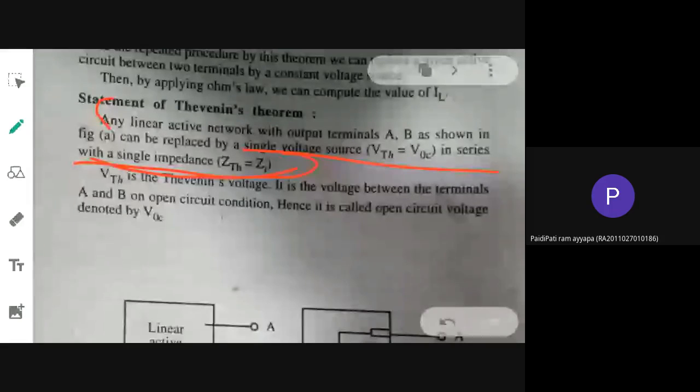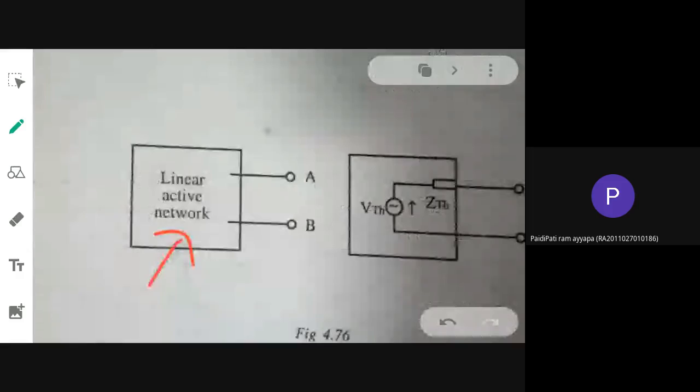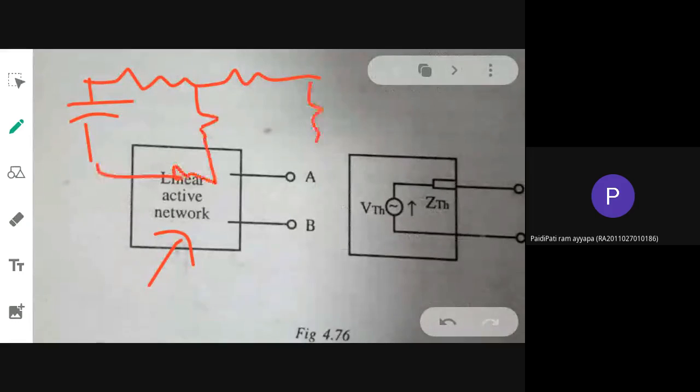A single voltage source in series with a single impedance. That is the statement for Thevenin's theorem. They will give you some linear circuits, and they will ask you to find the Thevenin's equivalent.